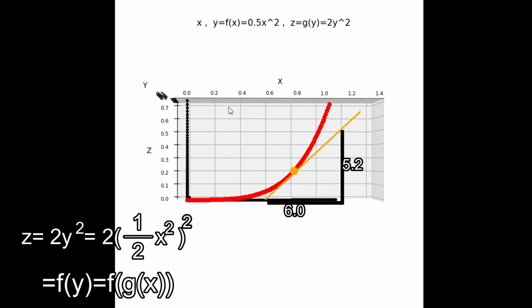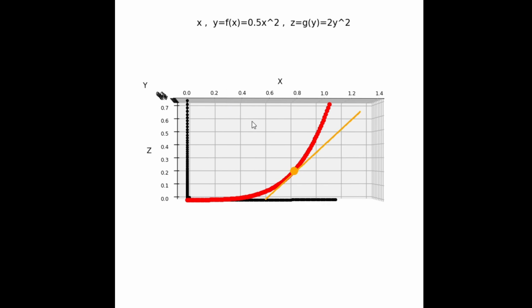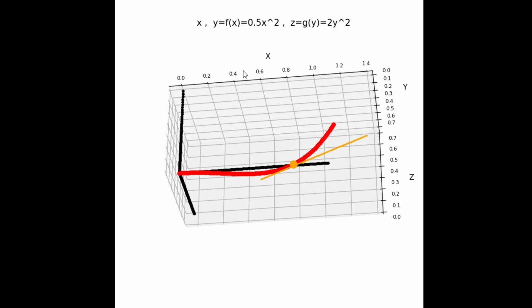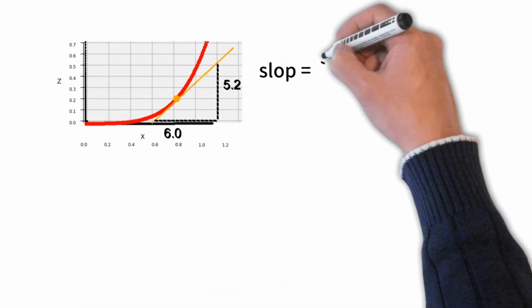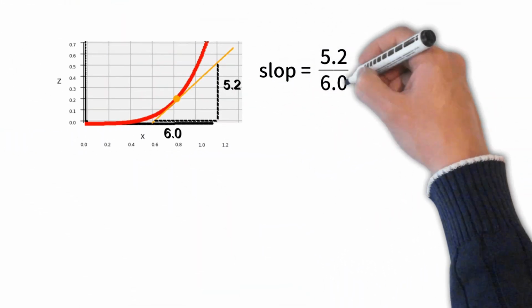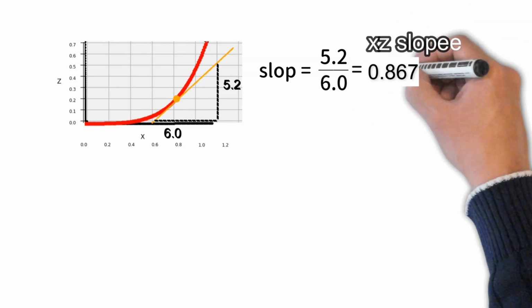Now, let's look at the relationship between the slopes, gradients, of the lines between these planes. The slope we want most is on the xz plane. The slope is 5.2 divided by 6.0, which equals 0.867.